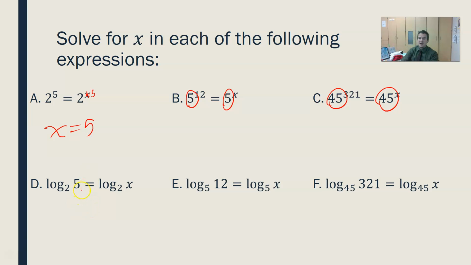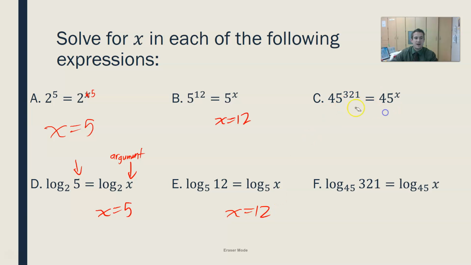Same down here. If I have log base 2 of 5 equals log base 2 of x, x had better be equal to 5. Because if I have two logarithms that are the same base, or two exponents that have the same base, the exponents, or the arguments here, we call this term sometimes an argument when we're talking about logarithms, they have to be the same. So this next example, 5 to the 12th power equals 5 to the x power, so x has to be equal to 12. Same here, x would have to be equal to 12. 45 to the 321st power equals 45 to the x power. Sorry, 321st, I said 322nd there.